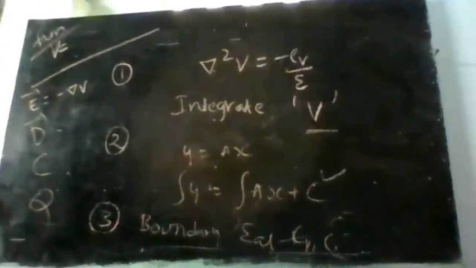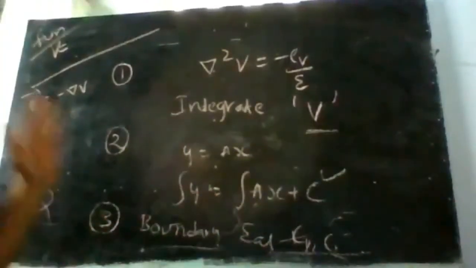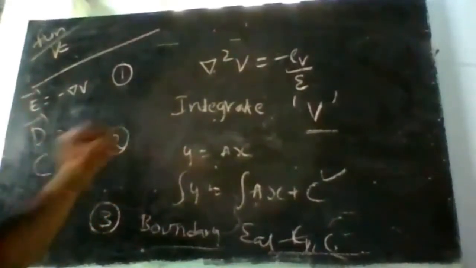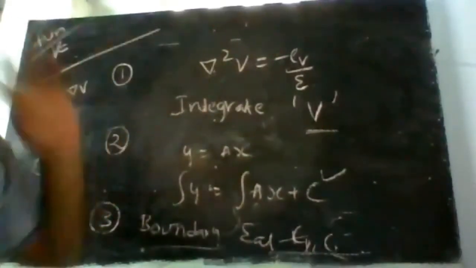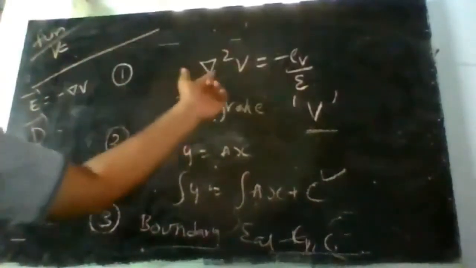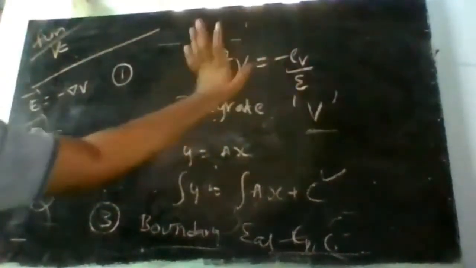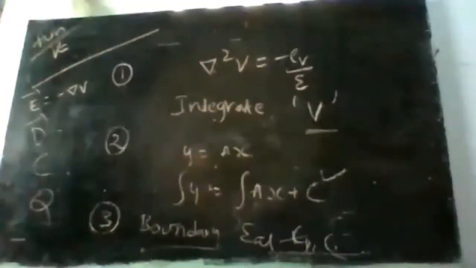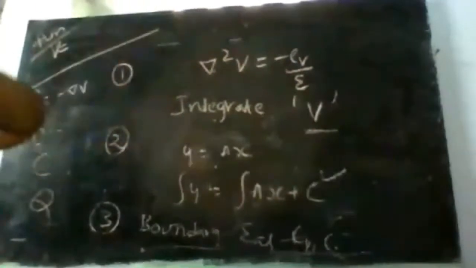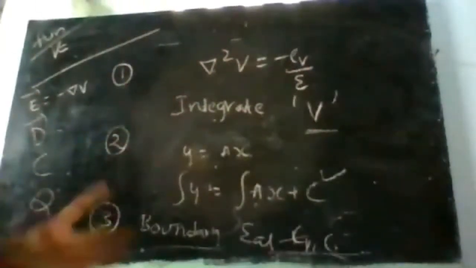Okay, so the procedure is this. First, we should understand whether rho v is given or not. If it is given, take Poisson's equation, the general equation. Whatever rho v value is given, we have to substitute it.